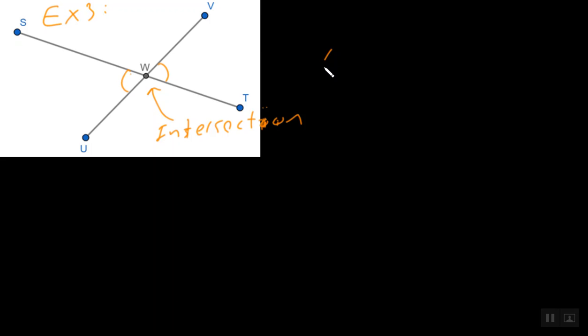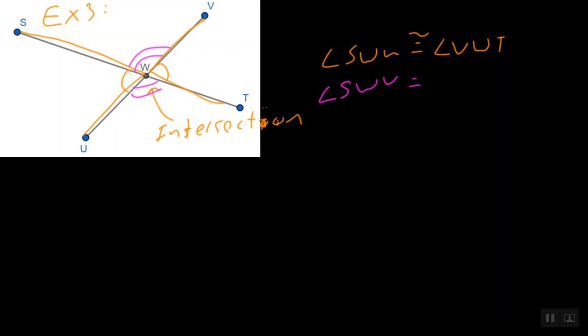So we could say that angle SWU is congruent to angle, and of course that opposite angle, VWT. Now that's not the only set of congruent angles there. There's also this one right here in the purple, and that is opposite of that. So we could also say angle SWV is congruent to angle UWT.